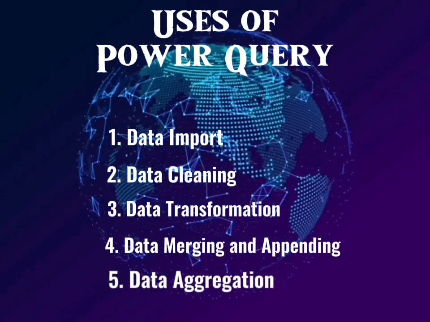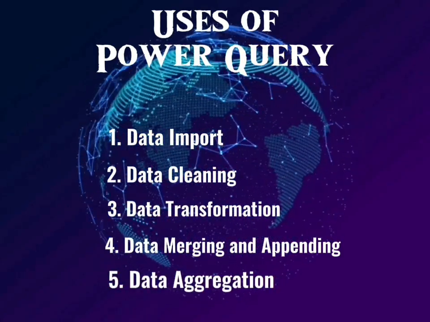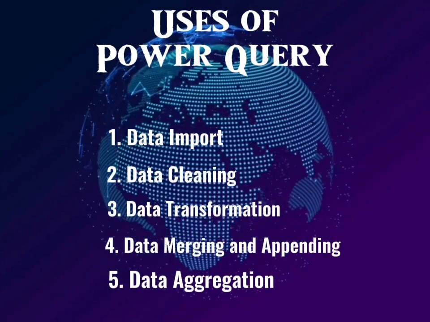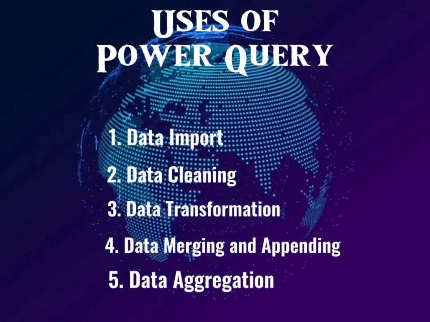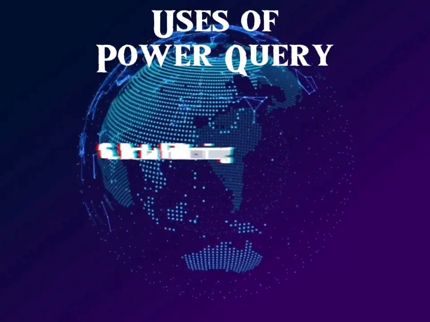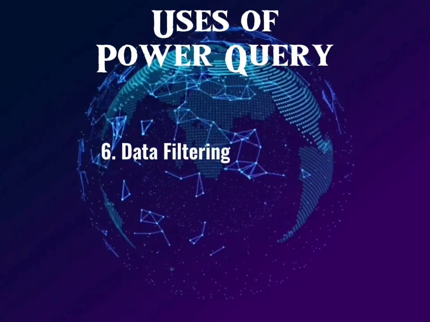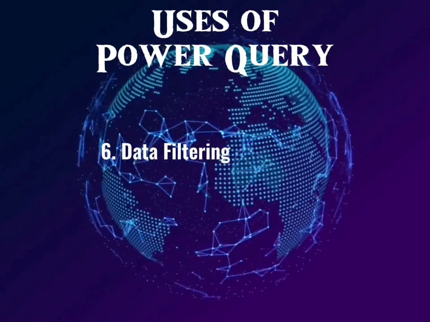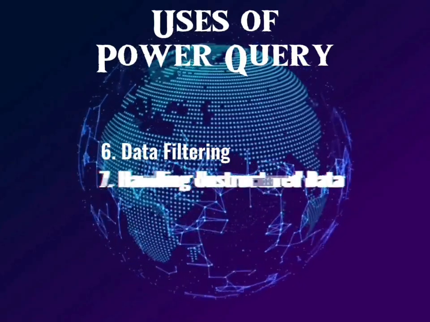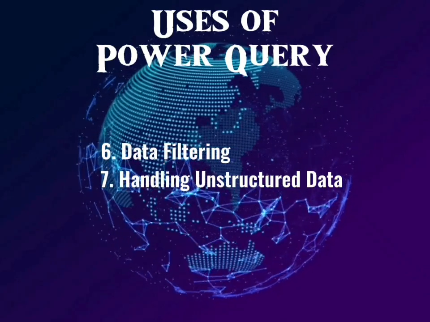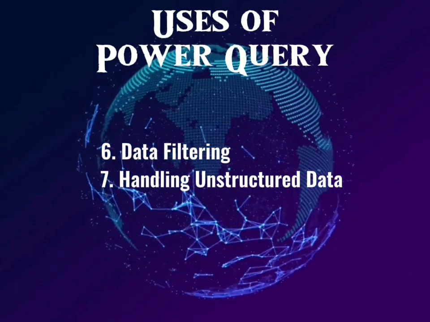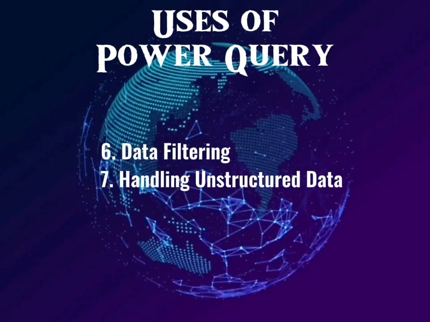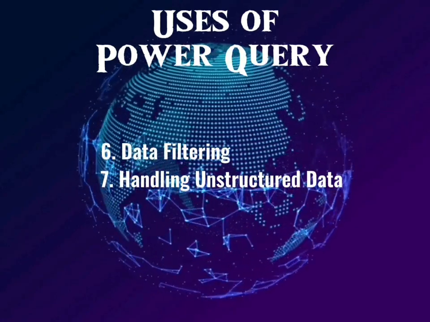Number 5, data aggregation. Aggregate and summarize data by grouping, calculating totals, averages, or other statistical measures to derive meaningful insight. Number 6, data filtering and sorting. Easily filter and sort data to focus on specific subsets that are relevant to your analysis. Number 7, handling unstructured data. Import and organize unstructured data such as text or JSON into a structured format for analysis.